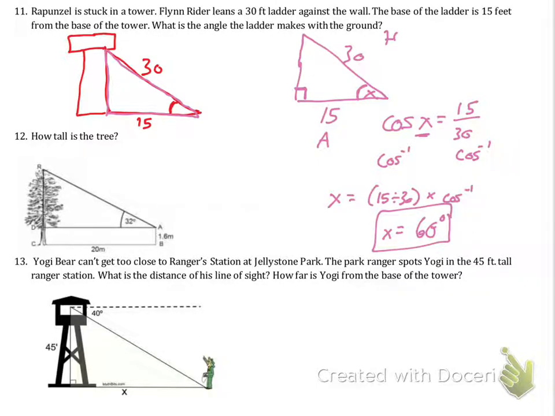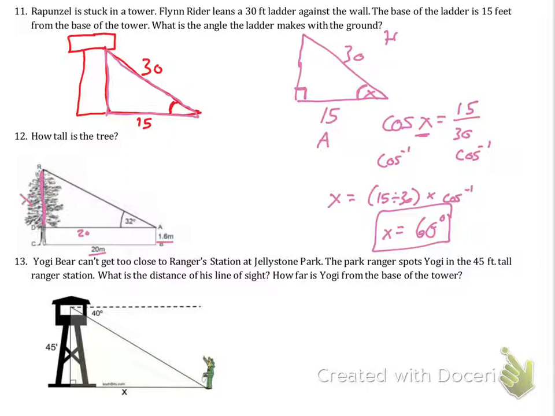All right, so how tall is the tree? So we're really looking for this right here, right? And then we know that there's an extra 1.6 right here, so don't forget about that. But let's just find out what it is in the triangle. So if this is 20, this is 20, right? So what I'm going to have to do is, I'm looking for this right here.